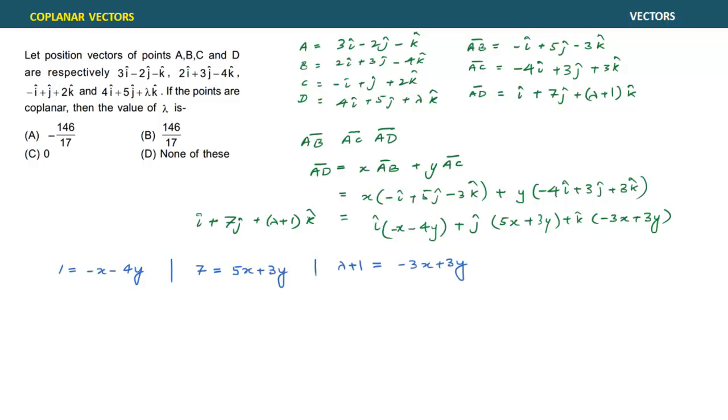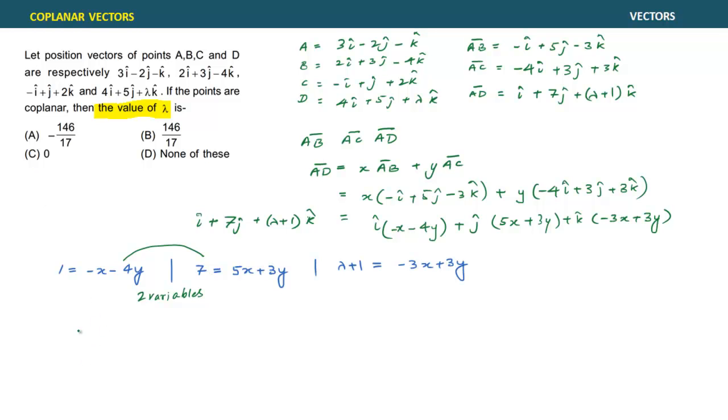So your target was to find the value of lambda in this particular question. Remember, find the value of lambda if they are coplanar. So how many variables are there? Here there are three variables, and you have three equations. In fact, it is much easier to solve because you have x and y linear equations in two variables. You can simply solve them to get your answers. Solving is very easy.